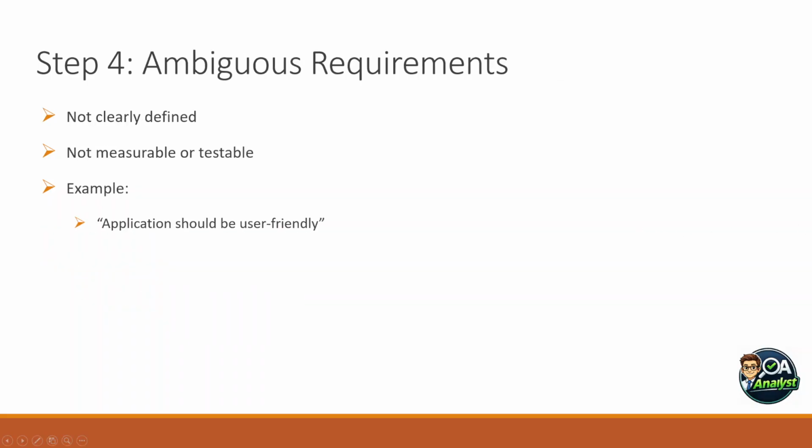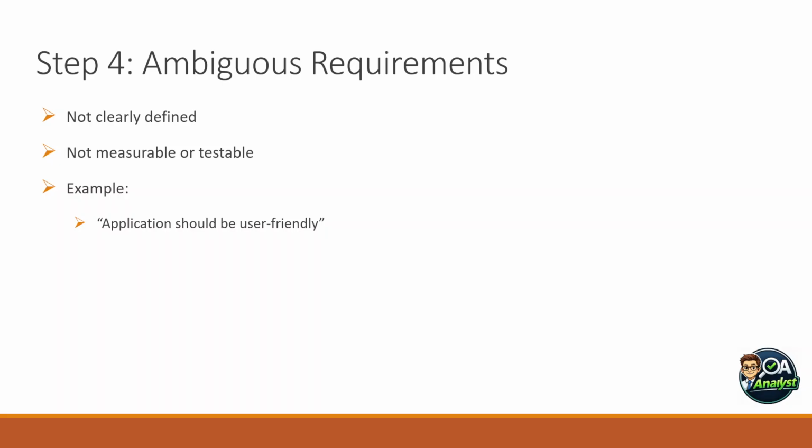The next step is ambiguous requirements. Ambiguous requirements are those which are not clearly defined. For example, the application should be user friendly. Now this statement sounds good, but it is not testable, because the tester should ask, what does user friendly mean? There should be some definition of user friendly. Are there any UI guidelines? Are there any acceptance criteria?